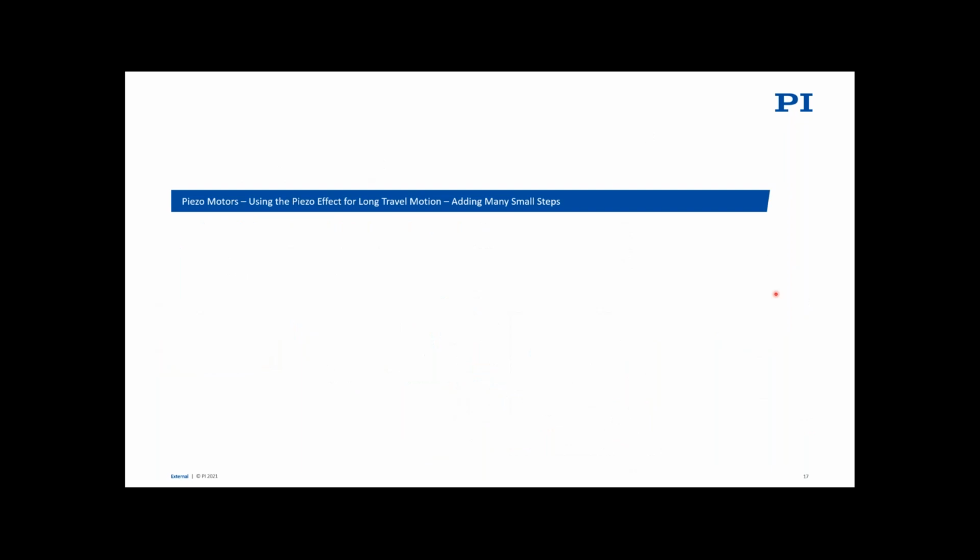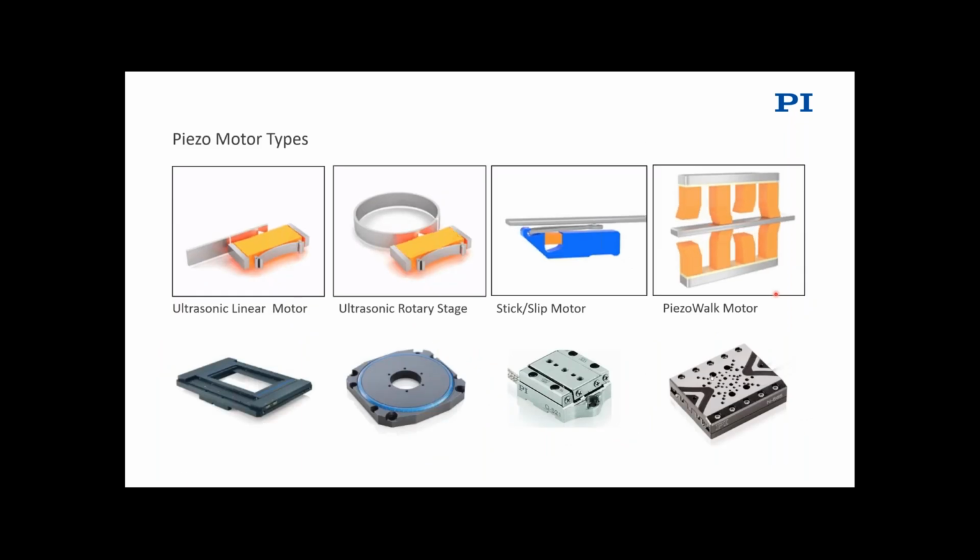So we can also use piezos to do some longer travel. Here we build the piezo ceramic into an actual motor. There's a bunch of different flavors and varieties of these. Typically, we'll use ultrasonic piezo motors more for fast scanning, and these inertial or stick-slip more for kind of step and settling. Piezo walk is really kind of the pinnacle of piezo motors, where we can get very high force and very high precision.